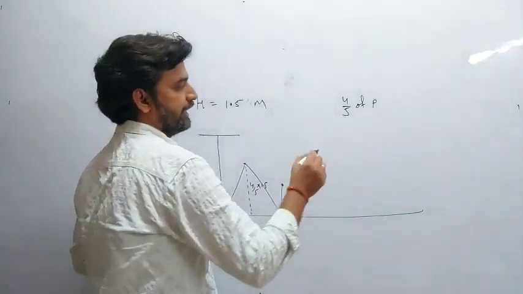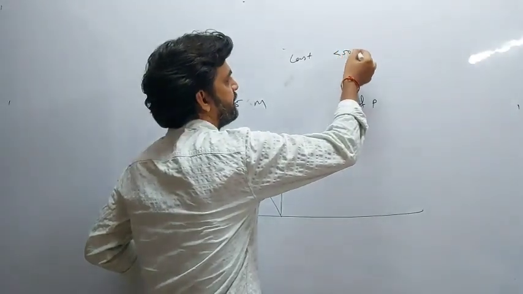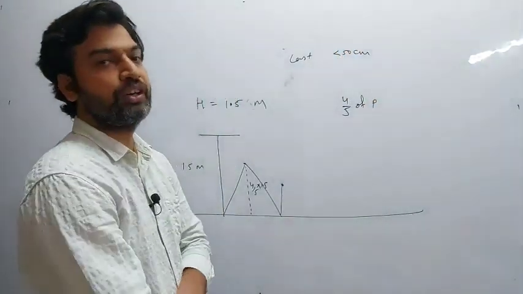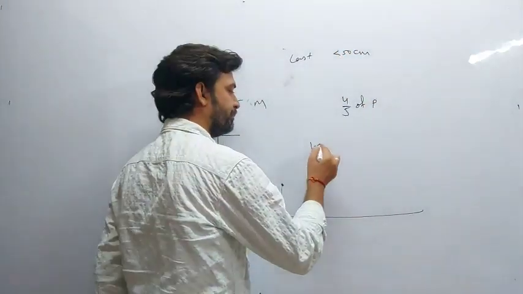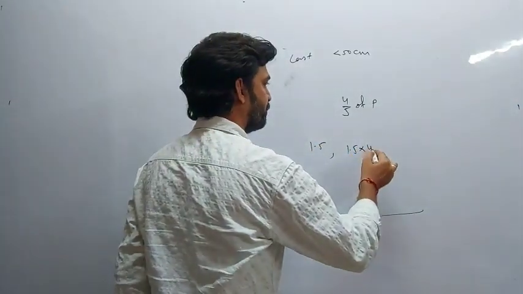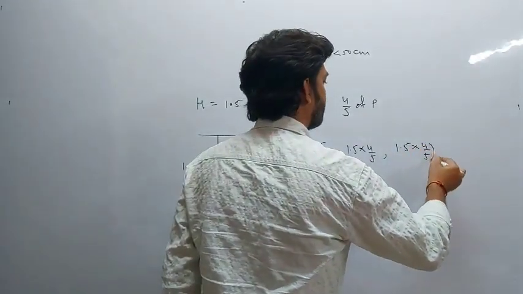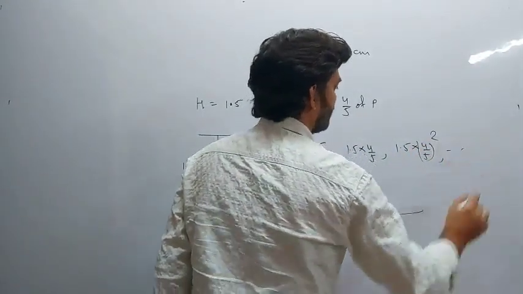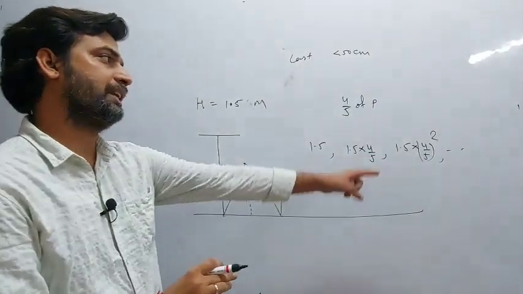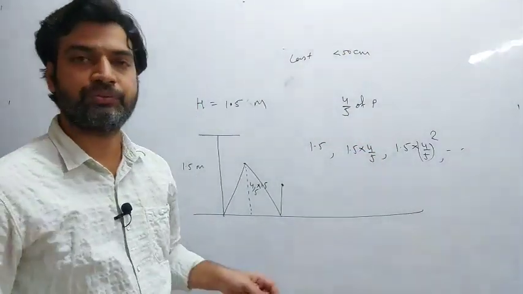So the question is saying that the last height should be less than 50 centimeters. So this is a GP. The first height is 1.5. The second height is 1.5 into 4/5. The third height is 1.5 into (4/5) whole squared, and this way, right? We don't know the last term, but we know the value of this one.